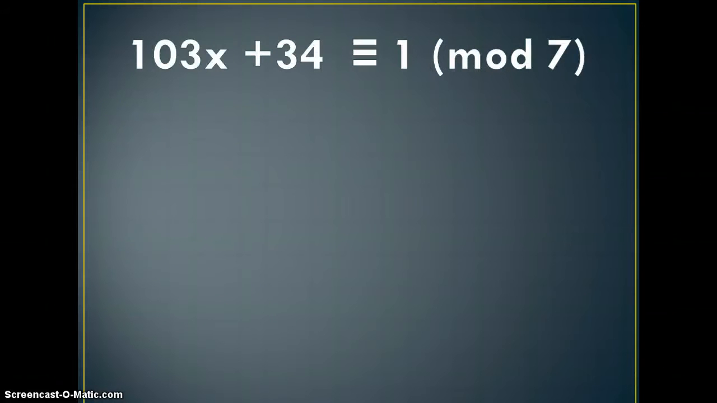Next problem is 103x plus 34 is congruent to 1 mod 7. We're going to have a couple of problems with this one because 103 and 34 are not in mod 7. The first step is subtracting 34 from both sides and getting 103x is congruent to negative 33 mod 7.